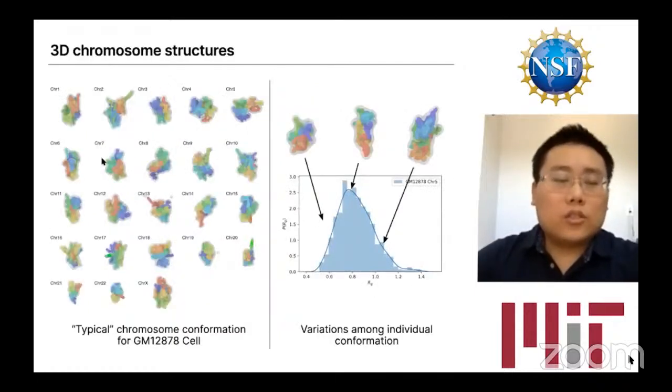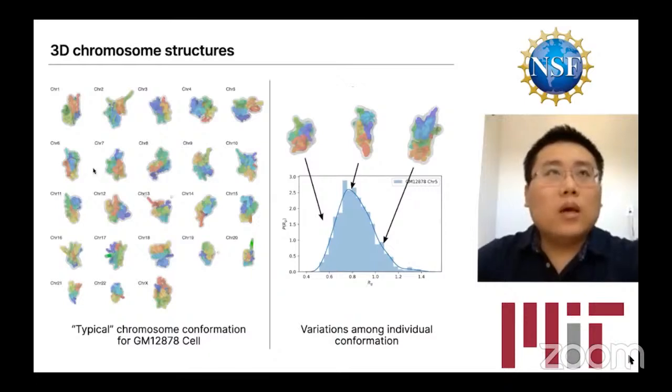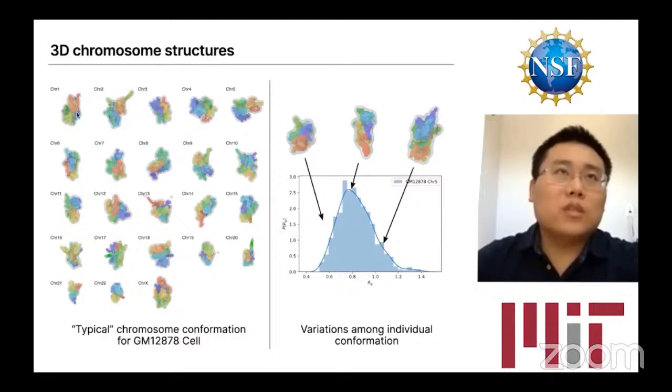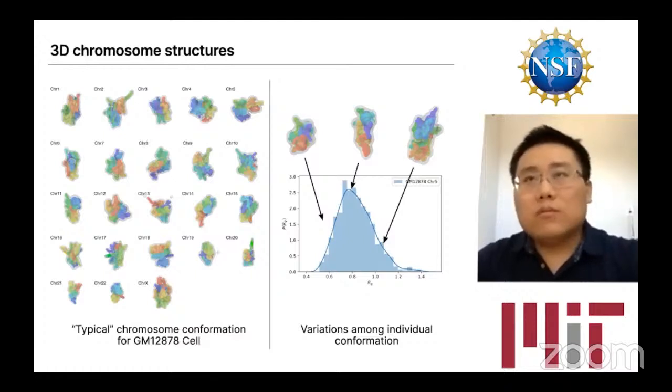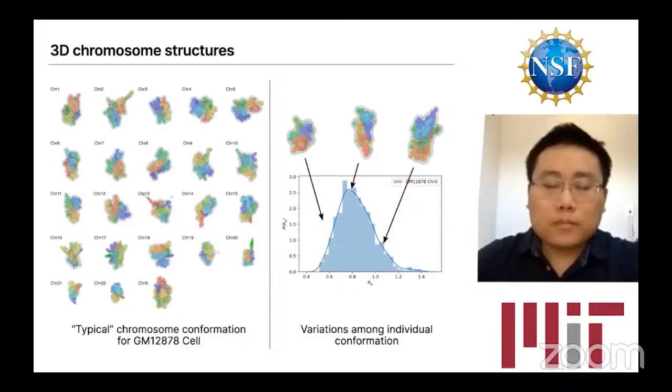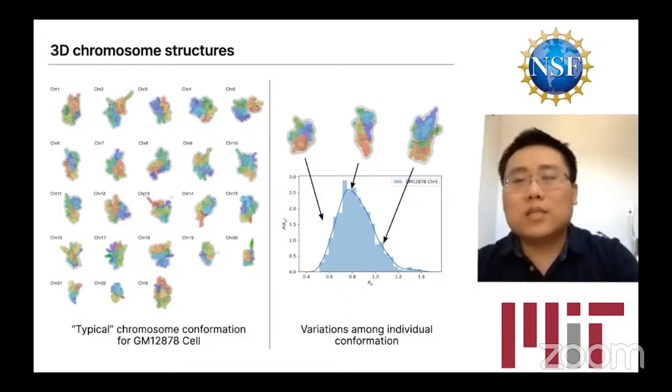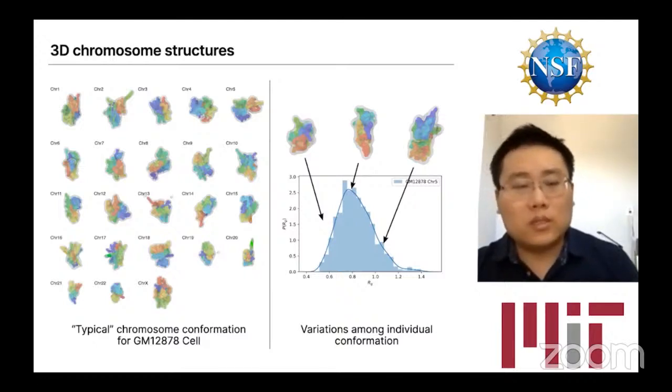So here is the typical chromosome conformation for this particular cell type. The radius of gyration of each structure is the average value of that ensemble. However, you can also look at the variation of the Rg. This is the distribution of the Rg for chromosome 5 for this cell type. As you can see, some individual chromosome conformations have a much larger value of Rg than the others. This suggests that there is a large variation among individual conformations.